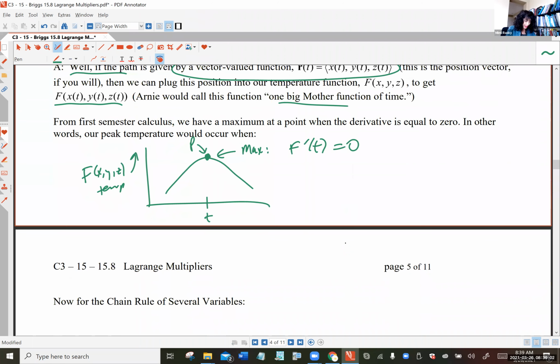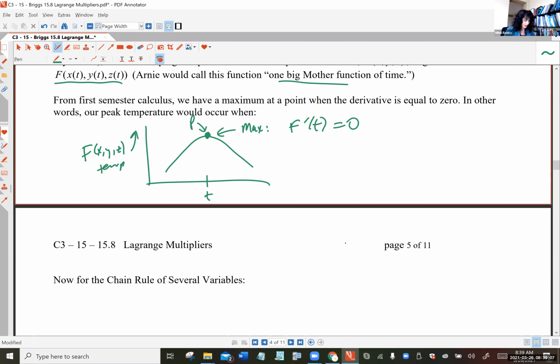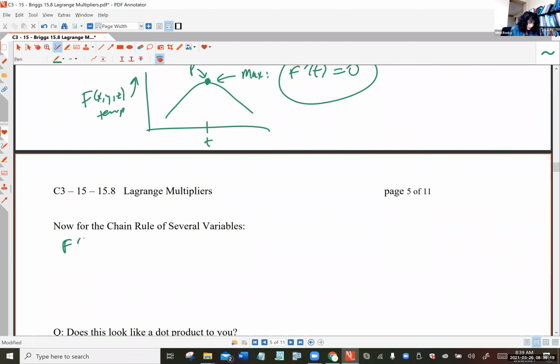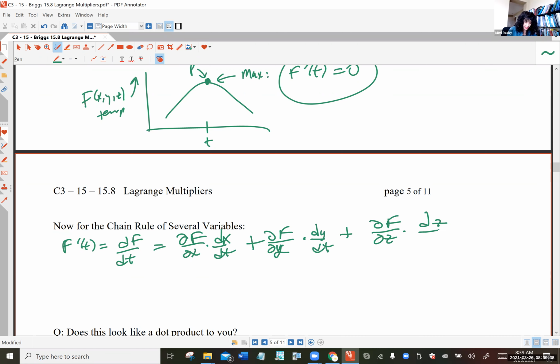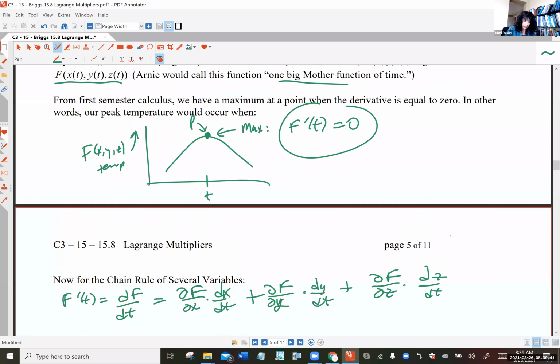So if we do the chain rule for functions of several variables, what we're saying here is f prime of t is equal to 0. F prime of t, which you could also write as df dt. You guys know the chain rule. You're going to take the partial of F with respect to x, multiply it by dx dt, plus the partial of big F with respect to y times dy dt, plus the partial of big F with respect to z times dz dt. And I'm basically using this schematic up here.